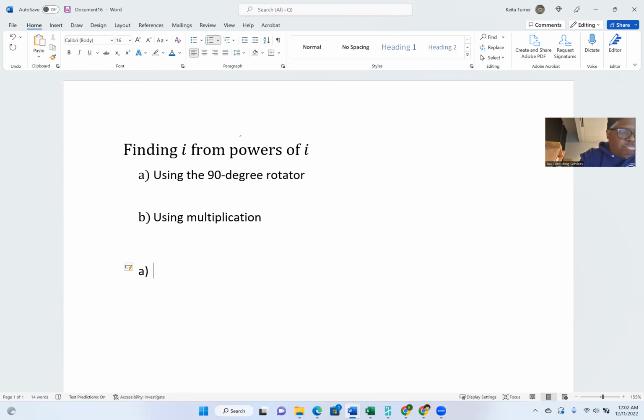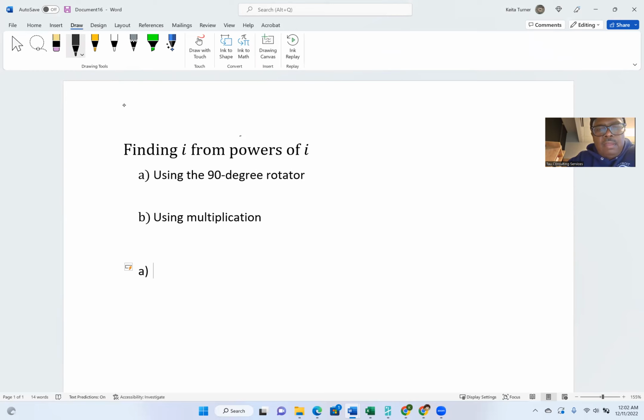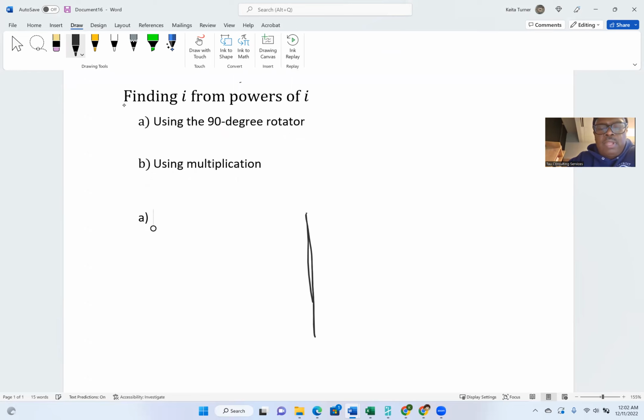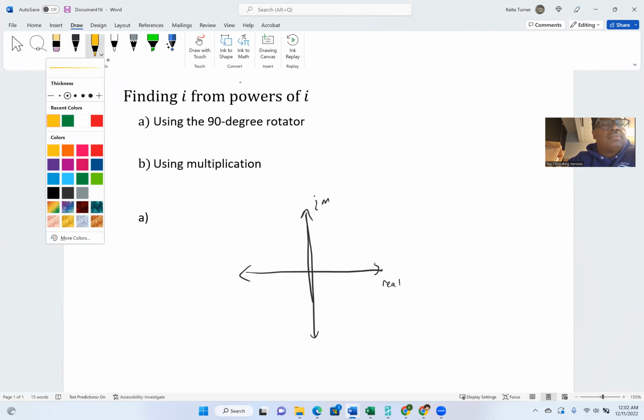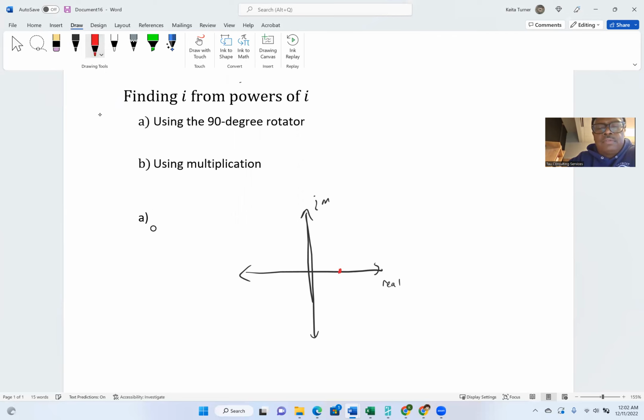Okay, the rotator method. You'll be multiplying by I. So I'm going to use red and black. This is my graph. This is the real line. This is the imaginary line. And I'm going to use red to add to the thing. We'll call this 1, I, -1, -I.